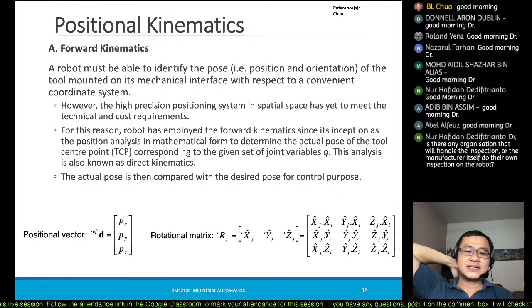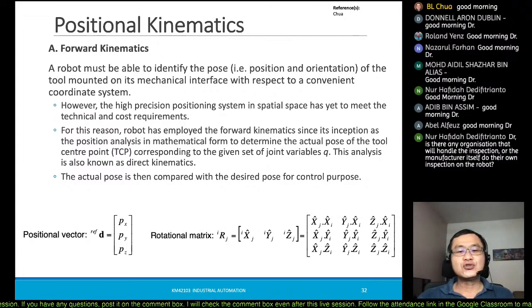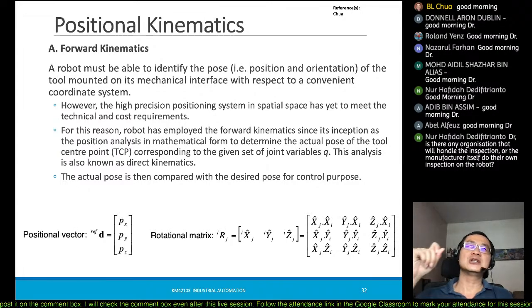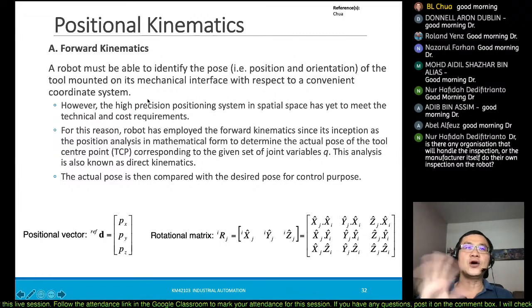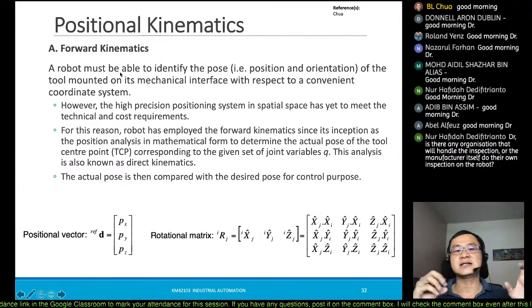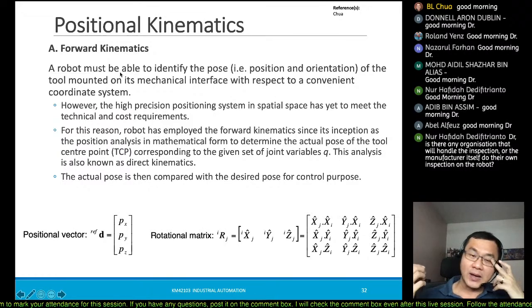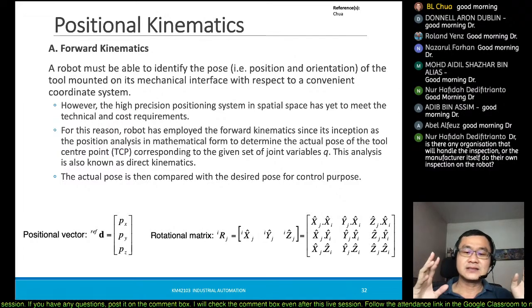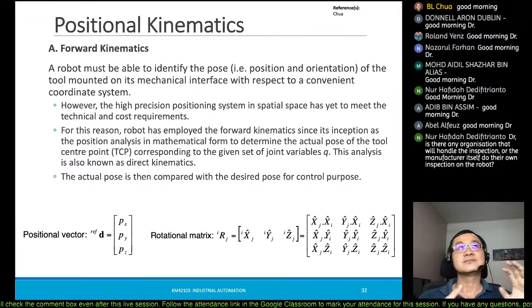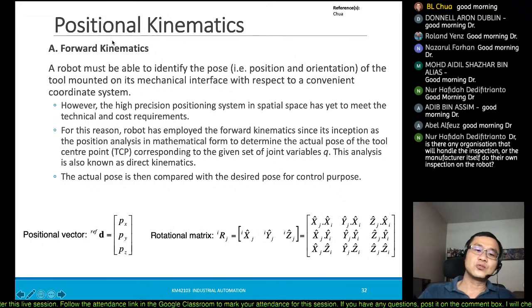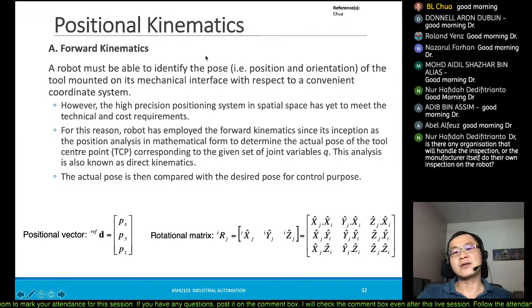So for the forward kinematics itself, you can see that it is useful in the sense that it tells you where the end effector or the tool mounting would be with respect to your coordinate system, right? So you have to do all this forward kinematics in order to know where it is located for a given joint configuration, right? So this is how you can check your positions.